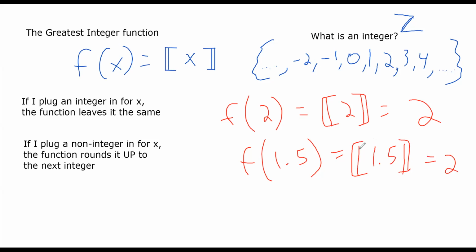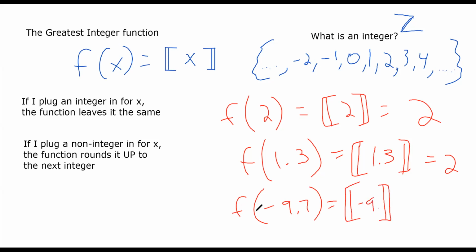But 1.5, if we wanted to round it to the nearest whole number, would have already rounded to 2. What if we had 1.3? Normally you'd round that down to 1, but nope, the greatest integer function always rounds it up to the next value, always up. Negative numbers, it's not an absolute value, so it doesn't make them positive. Negative 9.7, now negative 9.7 is not itself an integer.